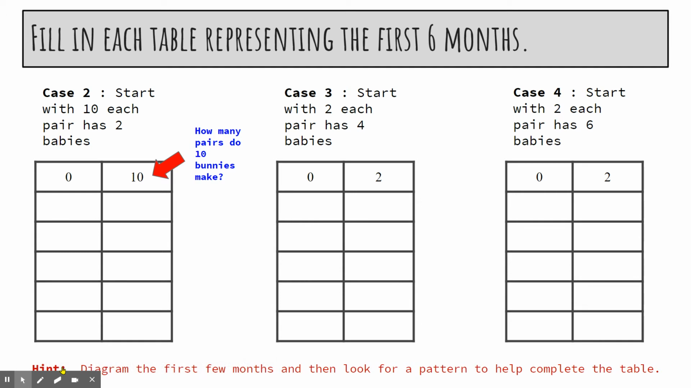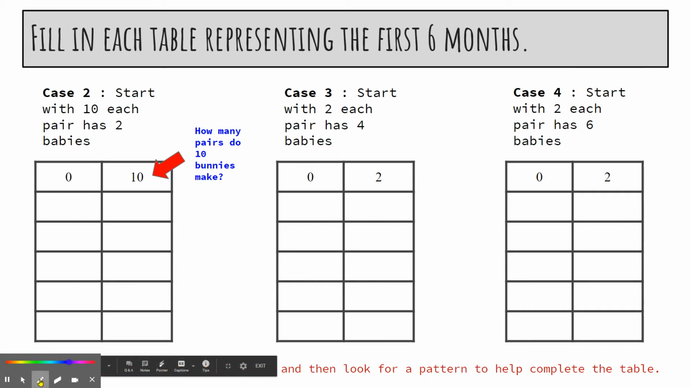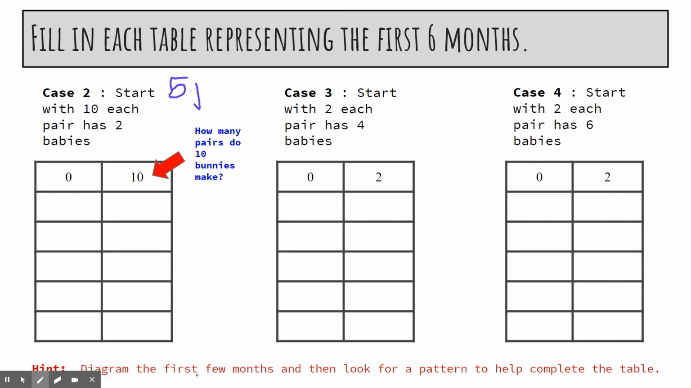So in case 2, if you start with 10, remember, 10 bunnies each are not having a pair. Each pair is having a pair. So how many pairs, I know it's confusing, isn't it? How many pairs are in 10? Okay, hopefully you said 5. So that means I have 5 pairs. Well, let me make 5 little circles here. And I'm going to put the number 2 in each one because that means that these are a pair. And they're going to have 2 babies.